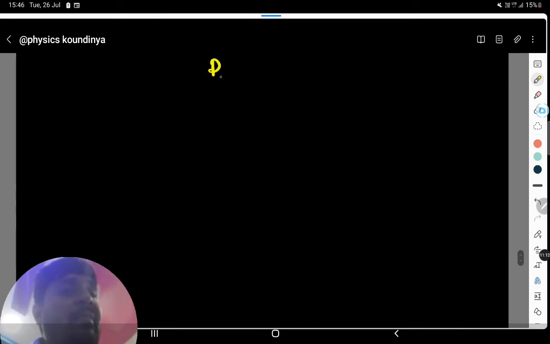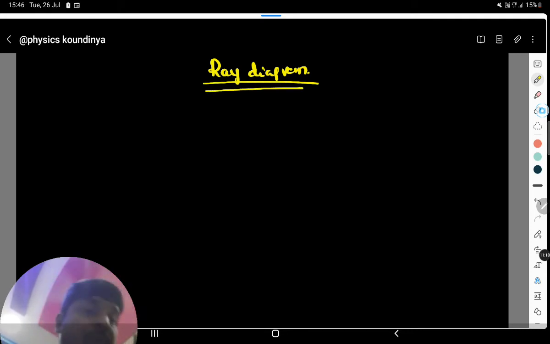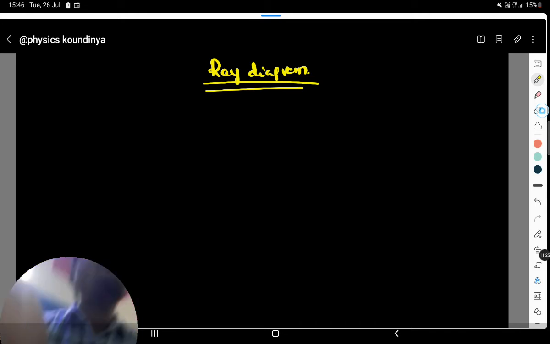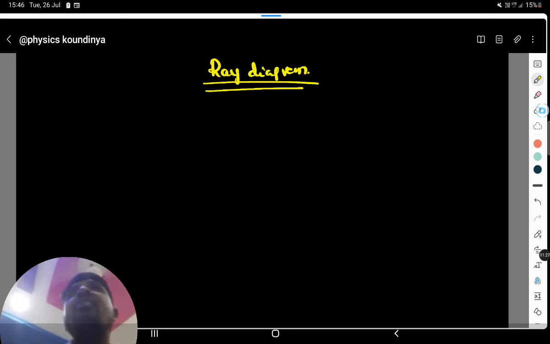See, when we are going to draw the ray diagram, we can understand the position of the object respective to the position of the image, where the object is placed and where the images are going to be formed and what type of images we are going to see, that can be seen by having ray diagrams.